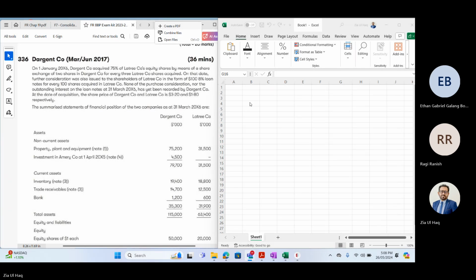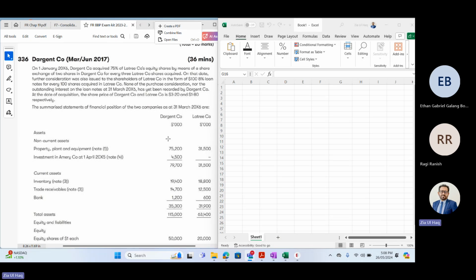Let's cover a question from past paper, because this question we need to attempt in Excel sheet. So let's practice one question on Excel sheet, meaning how we can attempt a question in Excel sheet while sitting in the exam. And then we'll move towards the next chapter 19, that is relating to consolidation profit and loss account. So let's see this question.